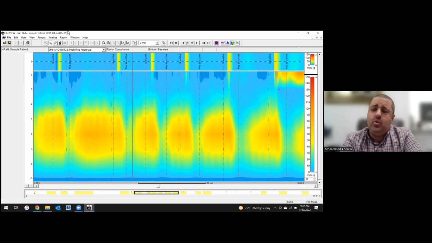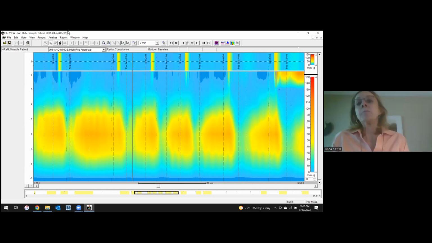So, in your practice, where is the manometry in your constipation flowchart? Is it before endoscopy? Is it after? Is it before enema? After enema? Should you have at least an X-ray? What is your practice there?